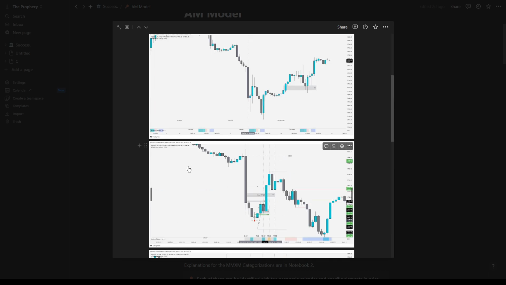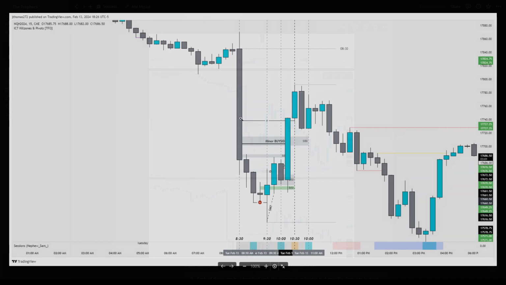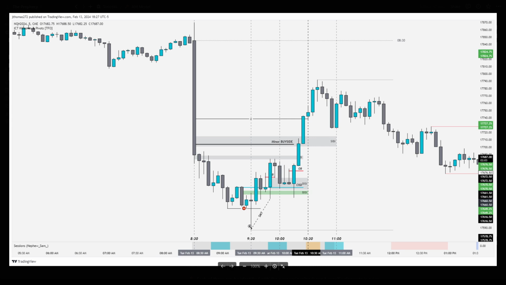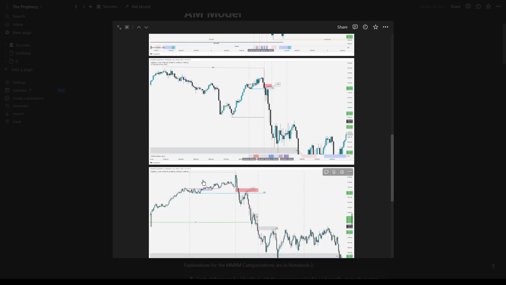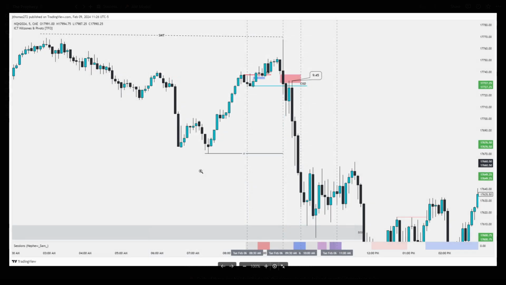So at 8:30, you're going to be ending one MMXM. So you can see the market maker buy model right here. It ends at the 8:30 news and starts a new one. Okay. The 9:30 ends one, starts a new one. You can go to a different picture here. Here we just have 9:30. 9:30 here ends the first market maker buy model and starts a sell model.